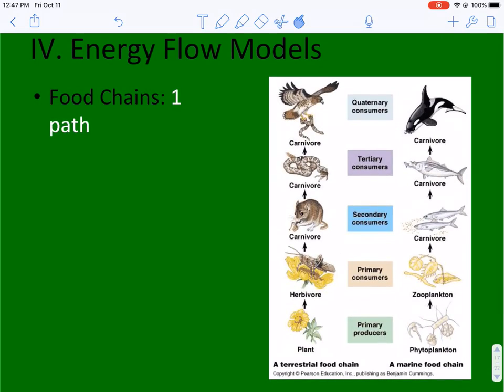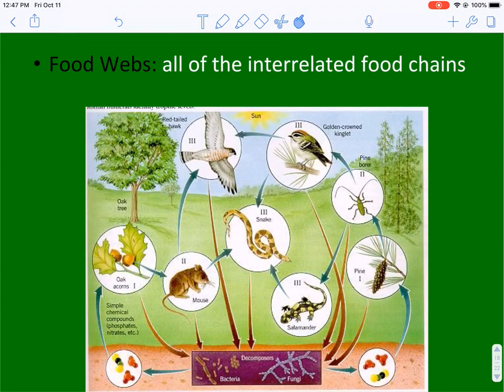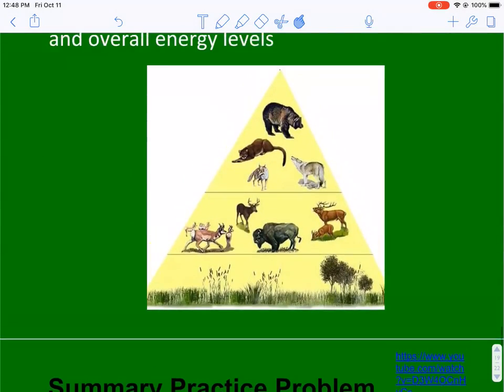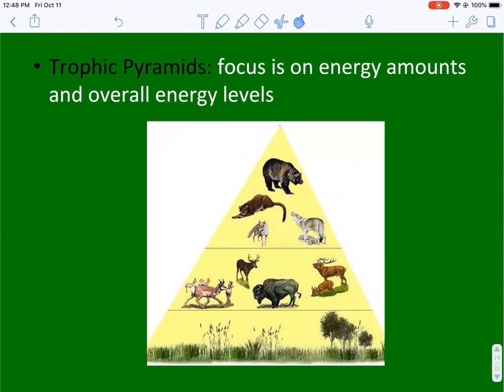So last image here is just looking at 3 different ways that we look at energy flow in models. One's a food chain. This is just one path. One is a web. That's what we're going to be looking at over the next few days. It's all of the food chains interrelated. Gets messy, but it's real. And last is the trophic pyramid. So that is it for notes.